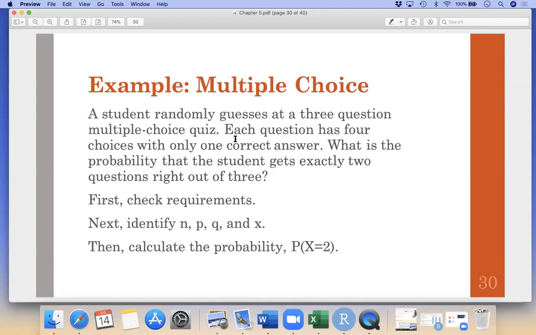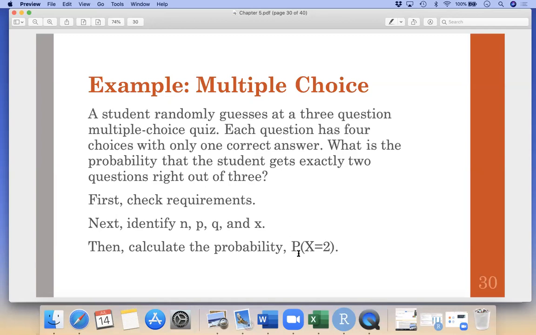This question is under the binomial distribution formula. So definitely it follows binomial distribution. Otherwise we cannot use this formula. So check. It should satisfy those four requirements. After that you have to identify n, p, q, x. So we know n is 3, p is 1/4, q is 0.75 and x is 2.